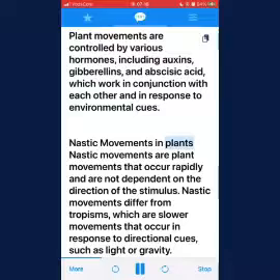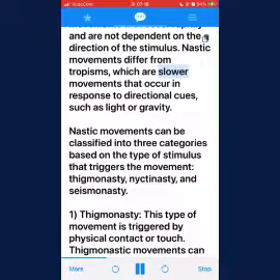Nastic movements in plants. Nastic movements are plant movements that occur rapidly and are not dependent on the direction of the stimulus. Nastic movements differ from tropisms, which are slower movements that occur in response to directional cues, such as light or gravity. Nastic movements can be classified into 3 categories based on the type of stimulus that triggers the movement: thigmonasty, nyctinasty, and seismonasty.